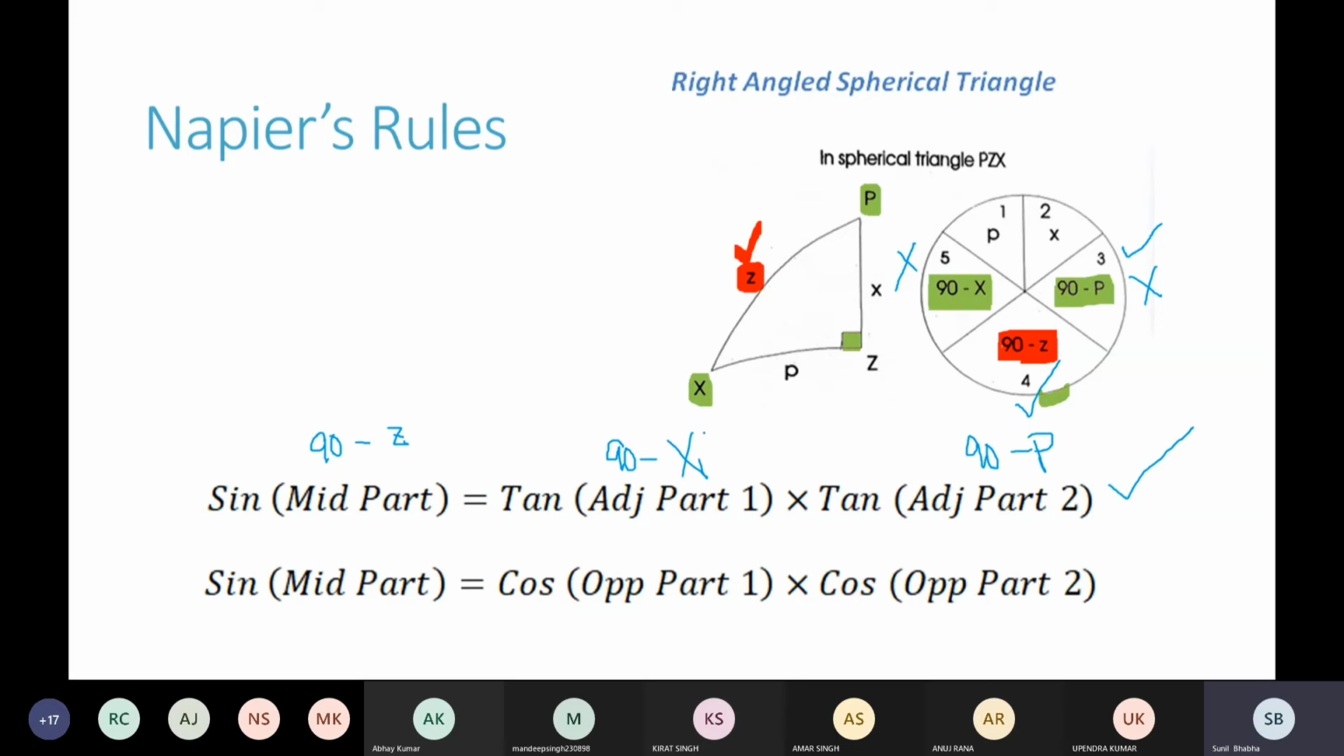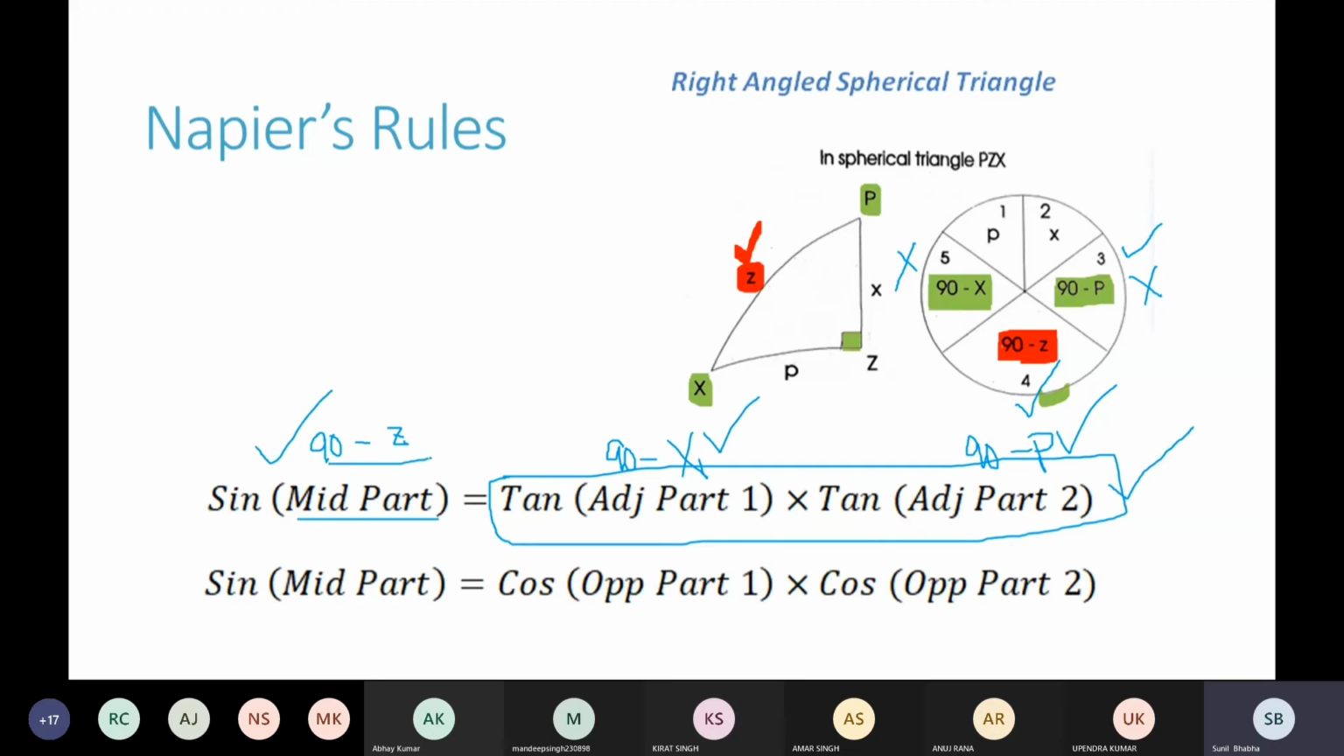So you see, if we know angle x and we know angle p, the right side of this formula is known to us. If we put these values here and put them in our calculator, we will be able to easily find out the middle part, which is 90 minus small z. And then the side z, small z, will come to us. Okay, so beta, up to here, is there any doubt in your mind?